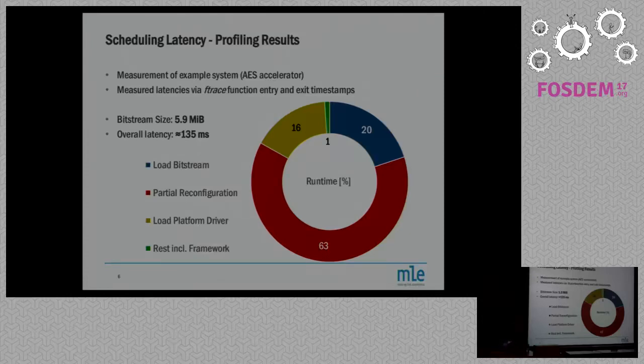Our bitstream size, so the size of our accelerator, was almost 6 megabytes that have been loaded into the FPGA. And this overall process, so all of that, took about 135 milliseconds. And so you see, if you want to change the encryption algorithm for your hardware accelerator to, I don't know, encrypt one email and then another one for another email, that probably doesn't lead to a very efficient system because you spend more time reconfiguring it than actually computing.